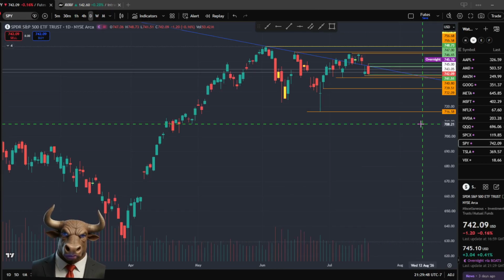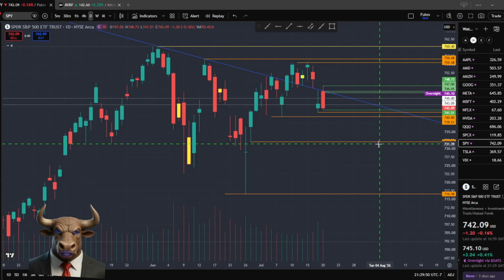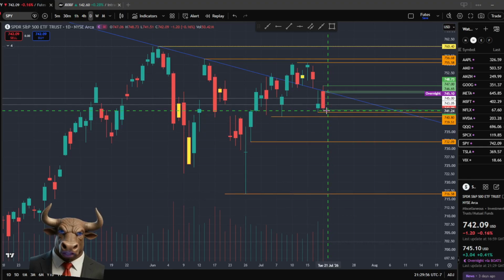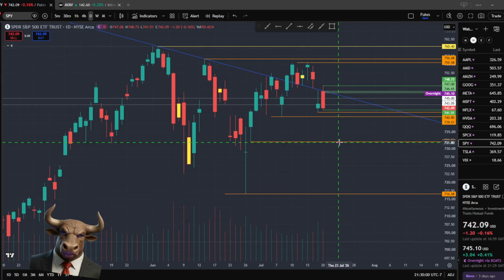SpaceX, we're still waiting for 100. And SPY, bearish, couldn't hold the breakout yet again. Filled the gap before selling off. A lot of weekly pivots here to hit on the downside if it wants to continue selling off.